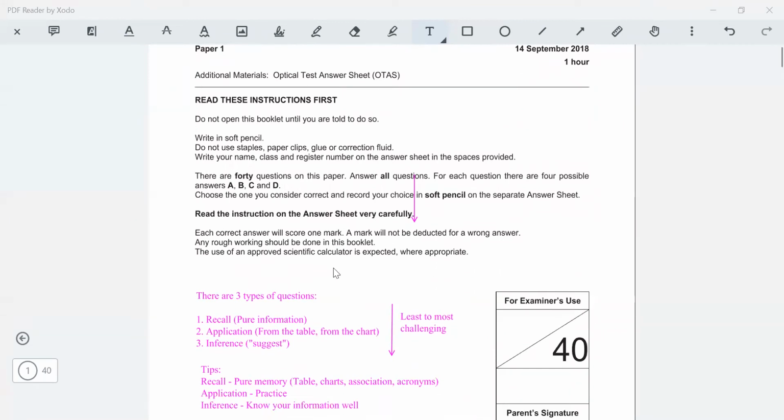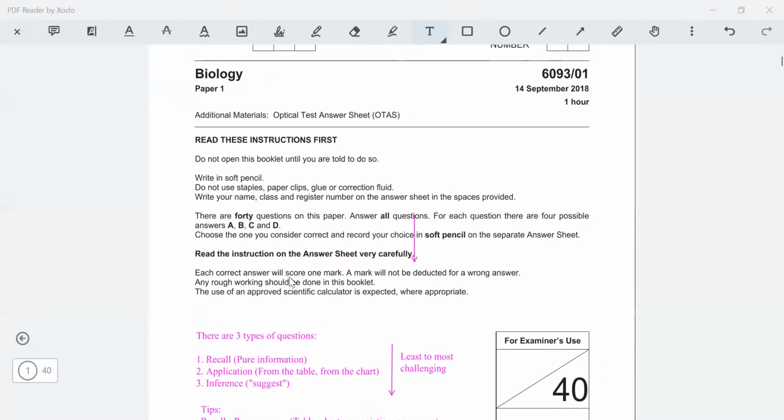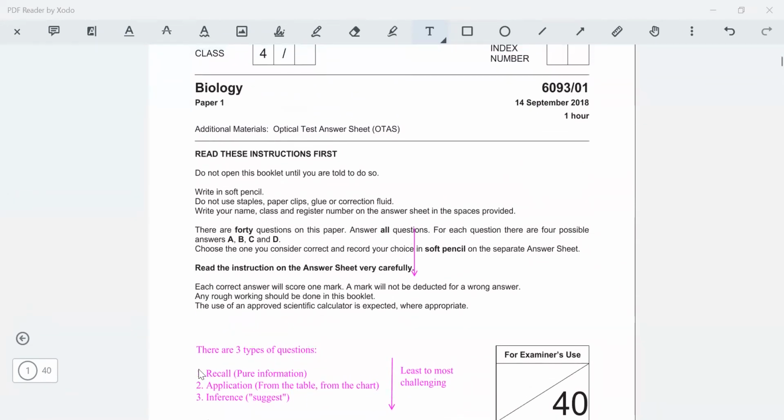So before I go through, there are 3 types of questions in any biology paper. There is recall, application, and inference questions. Recall is pure information that you just learned in your textbook. Applications is information that you might learn through your textbook, but they will test it in a new scenario. And inference questions are usually a follow-up from application questions, and usually they start off with suggest why or suggest how.